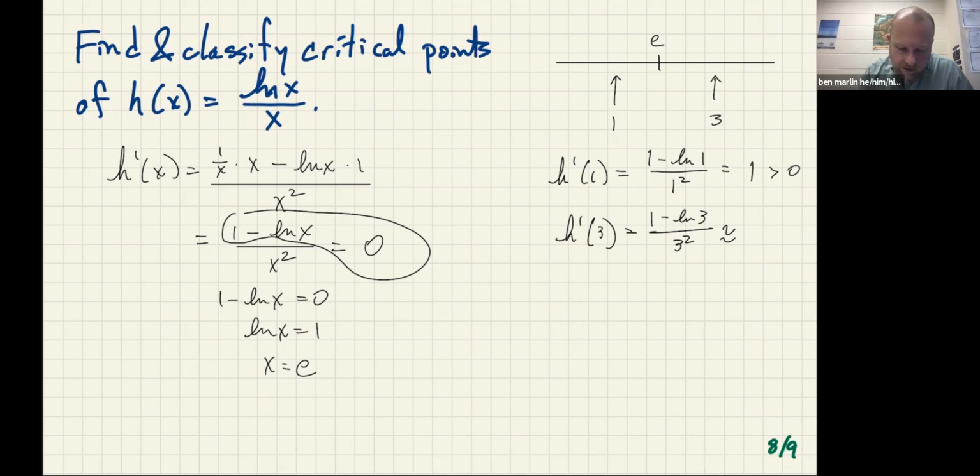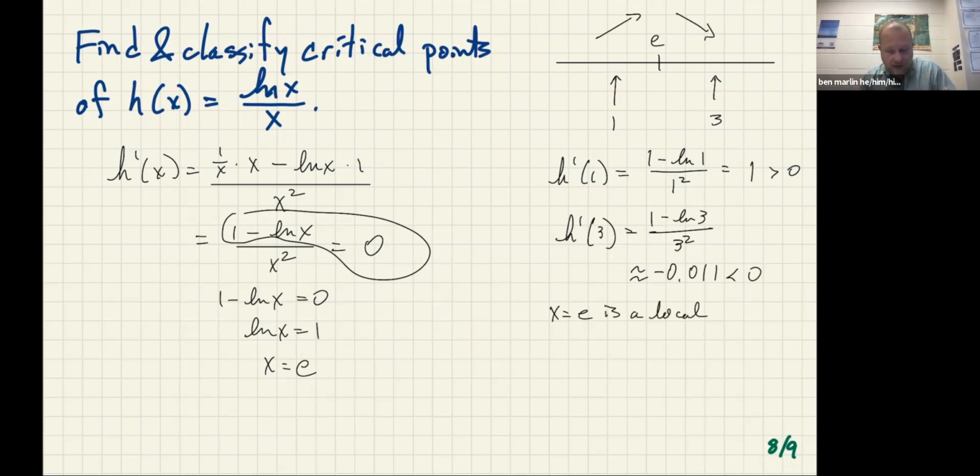I'm getting, oh, I don't have enough room to write it there. Sorry. I'll write it over here, about negative 0.011. Doesn't matter exactly what it is, it's negative. That means this function was going up and then it switched to going down. So this tells us that x equals e is a local maximum. All right? Okay, great.